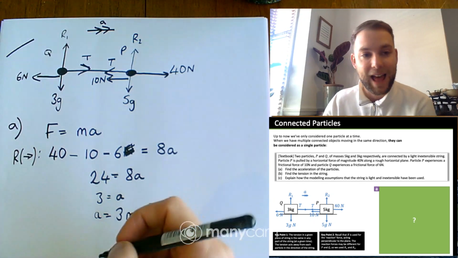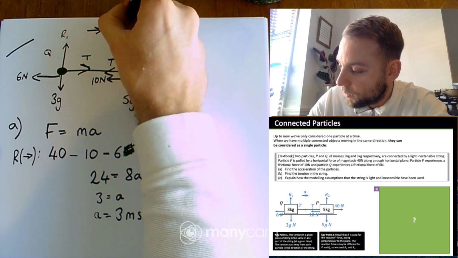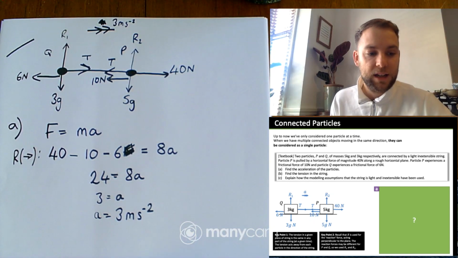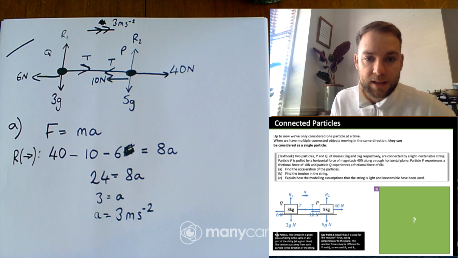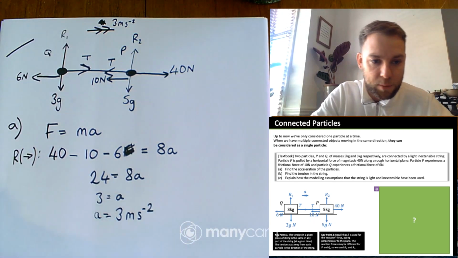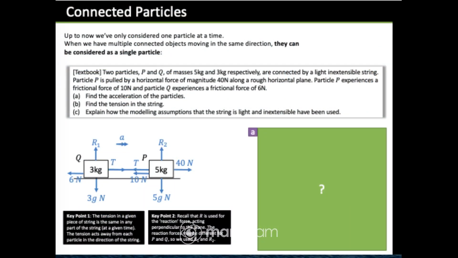So now I can say that on my diagram here, I know that the total acceleration is equal to 3 meters per second squared. So the next thing I need to think about here is part B. So that's part A done. So part B says, I'm going to put this back up just so you can see this. Find the tension in the string.